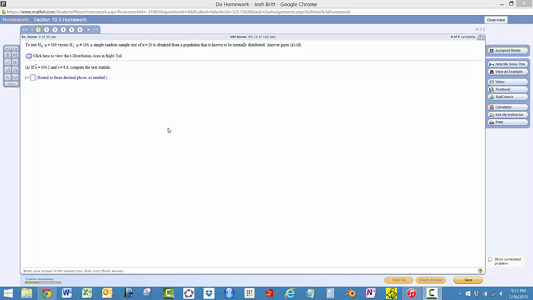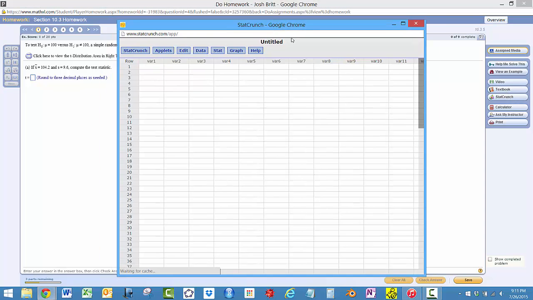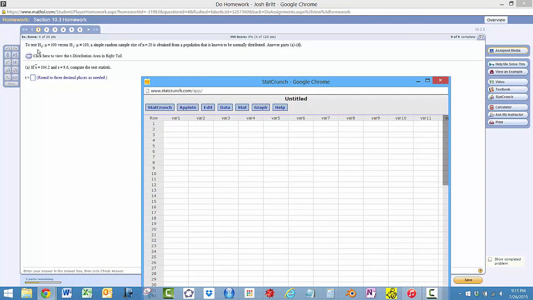Okay, here's how we work through 10.3 using StatCrunch. Open up StatCrunch. We've got a hypothesis test where the standard is 100, mean equals 100. A researcher comes along and says the mean is not equal to 100. That's a two-tailed test. Sample size is 20.